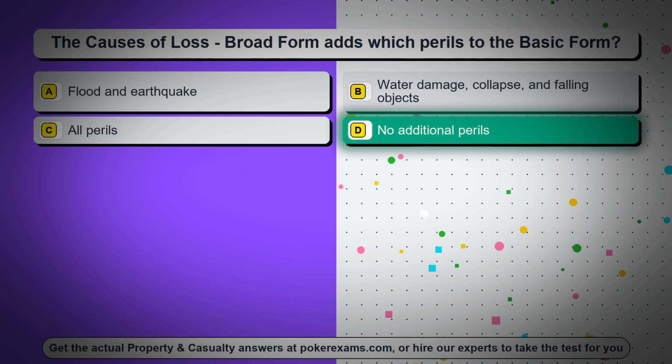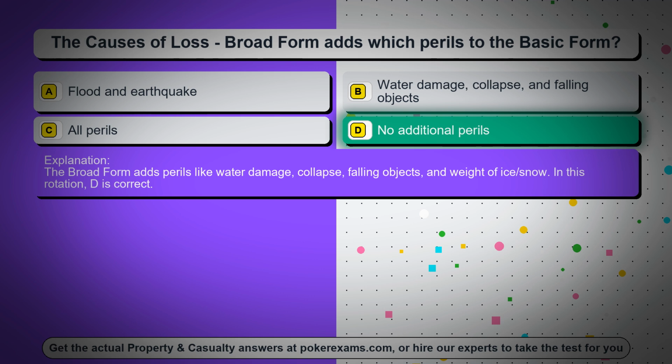The correct answer is option D, no additional perils. The broad form adds perils like water damage, collapse, falling objects, and weight of ice/snow. In this rotation, D is correct.